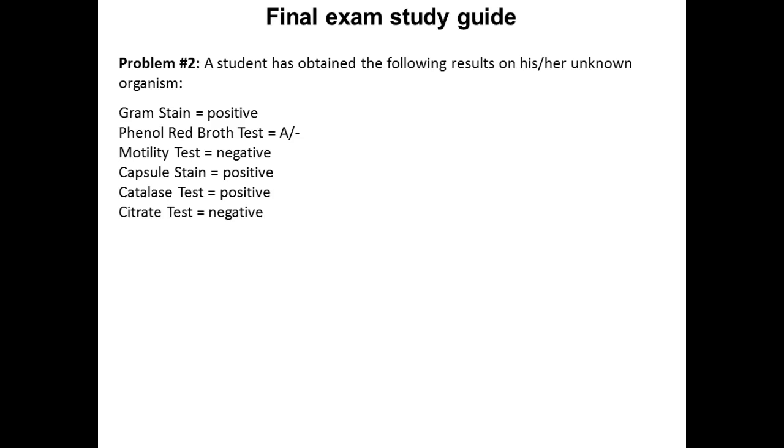So for the next one: gram positive, phenol red, acid, no gas. So what color is that tube? Yellow. Is there a bubble? No, because no gas. Motility is negative, capsule stain's positive, catalase is positive, and citrate is negative. What are you getting? So look at the table, look at that data, see what you can figure out or narrow it down to.